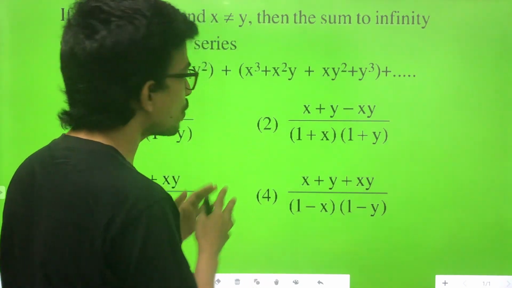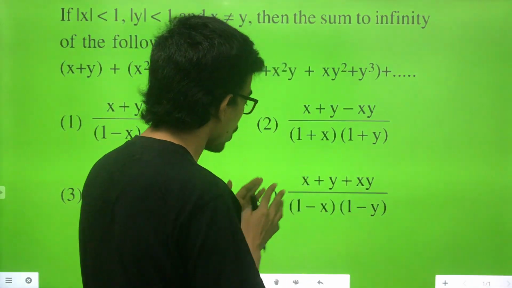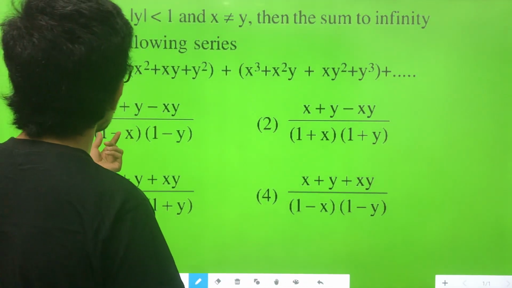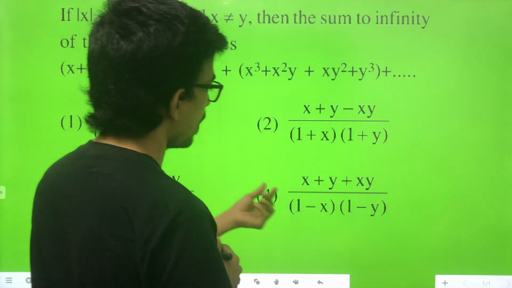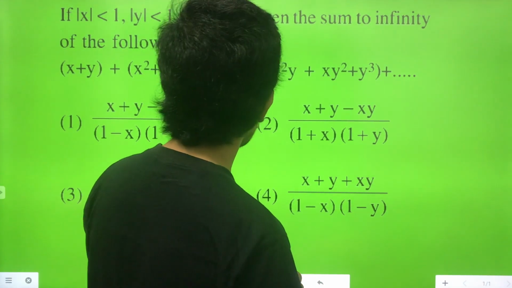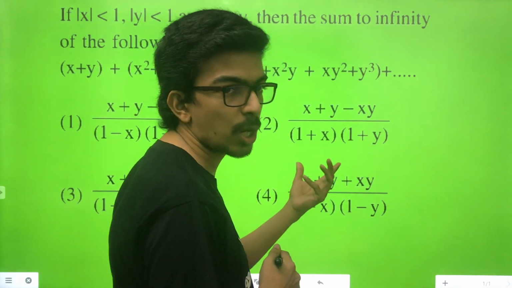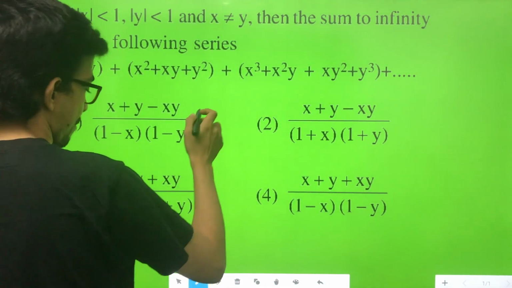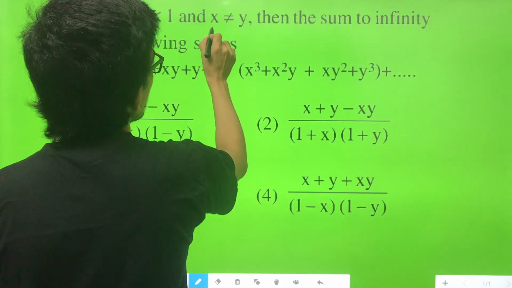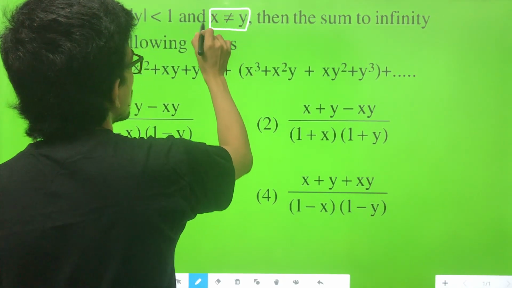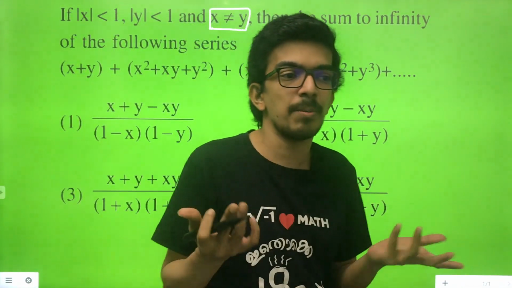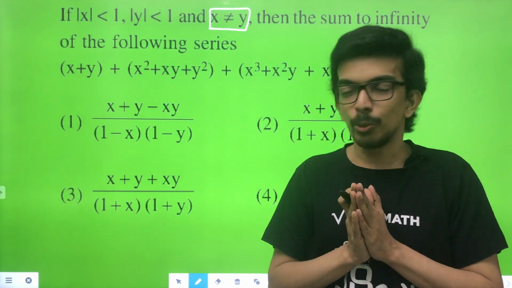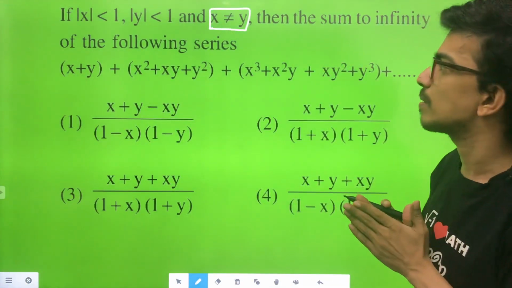Now when you see this question, you have to immediately look at the options as well. The options have terms with 1 minus x, 1 minus y, and so on in the denominator. And then some terms have 1 plus x, 1 plus y in the denominator. You also notice that there is a condition that x not equal to y given in the question. So it can have some meaning. Maybe it can also give you a clue. So how do you simplify this?